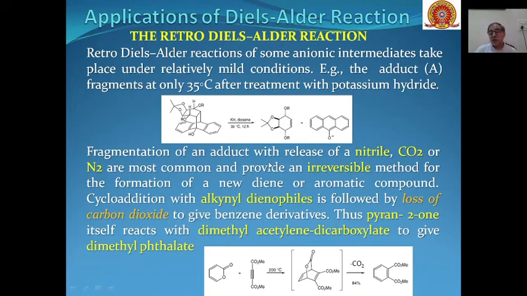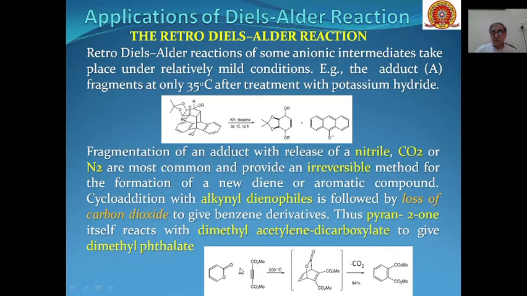can also be formed by release of nitrile, carbon dioxide, or nitrogen gas. So the removal of these can also lead to retro-Diels-Alder reaction, which provides an irreversible method for the formation of a new diene or aromatic compound. For example, the cycloaddition with an alkenyl dienophile is followed by loss of carbon dioxide.